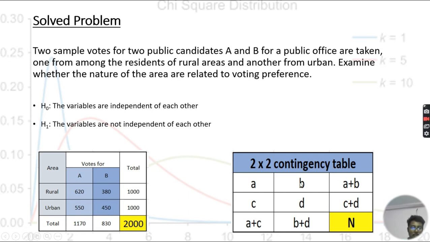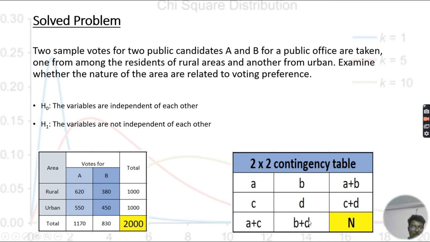I have shown you the contingency table here, so that it helps you to have a better understanding. See, a plus b, 620 plus 380 is equal to 1000. Again, this is c and this is d, and c plus d, 550 plus 450 is equal to 1000 again. And here a plus c, this is a and this is c, so if we add these two, we get 1170. And this is b and this is d, and if we add these two, we get 830.